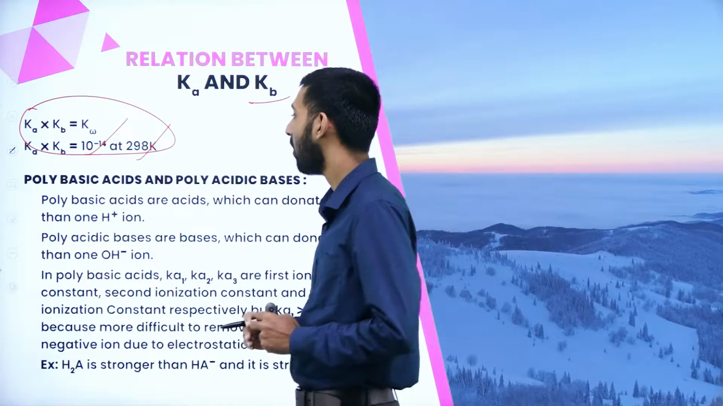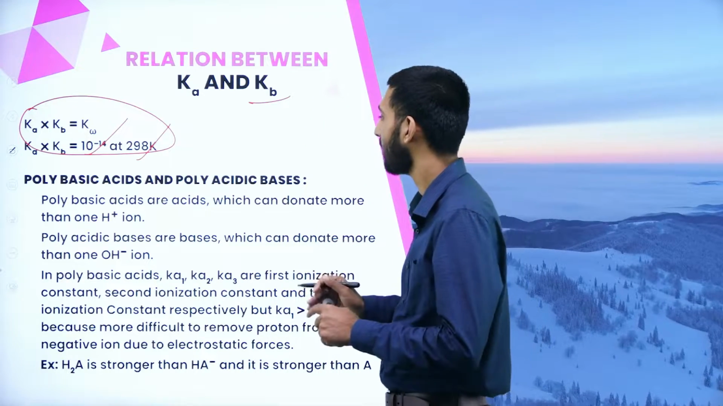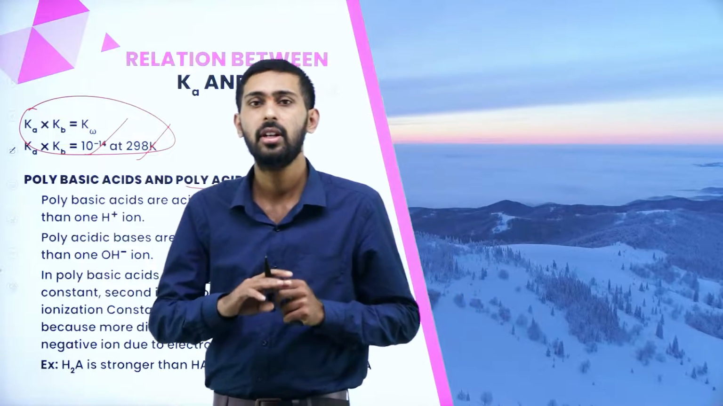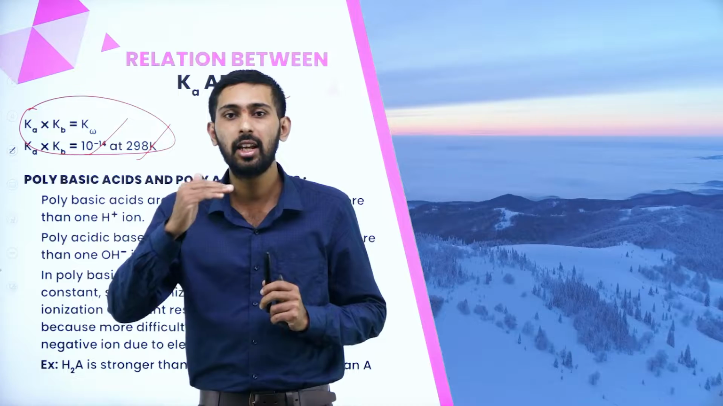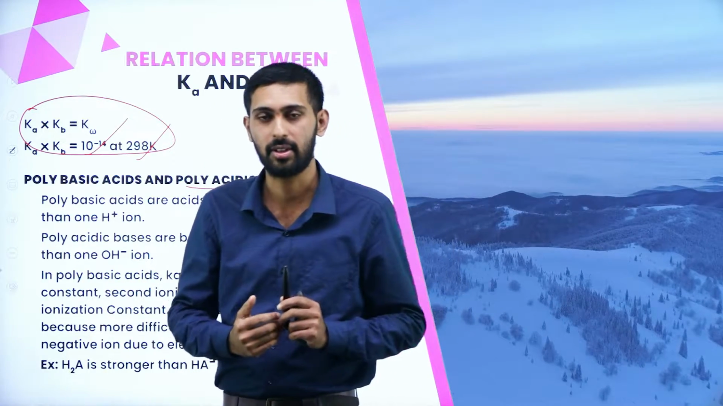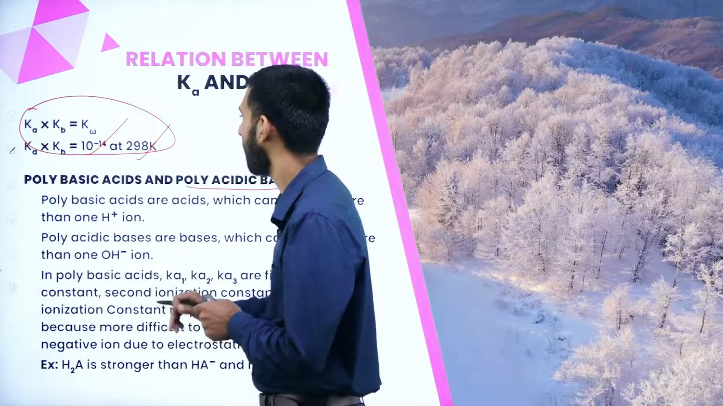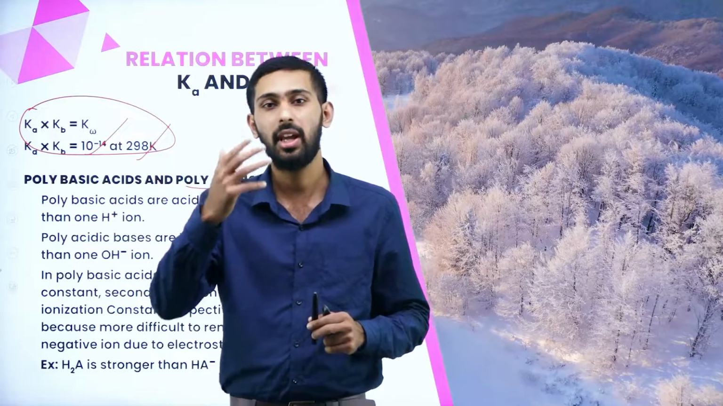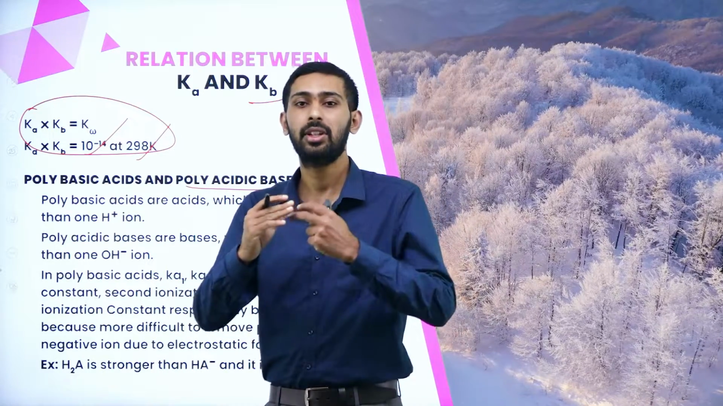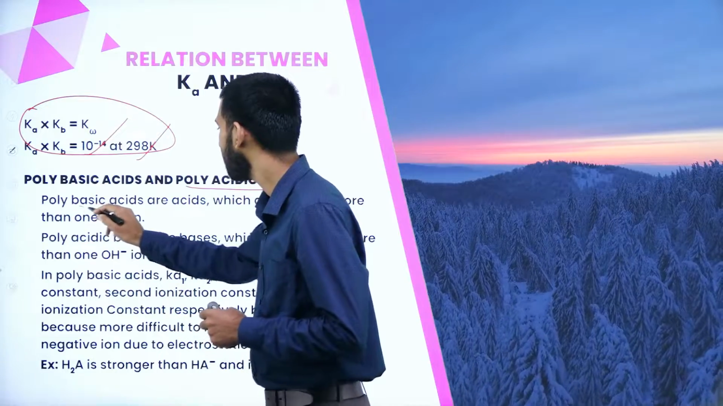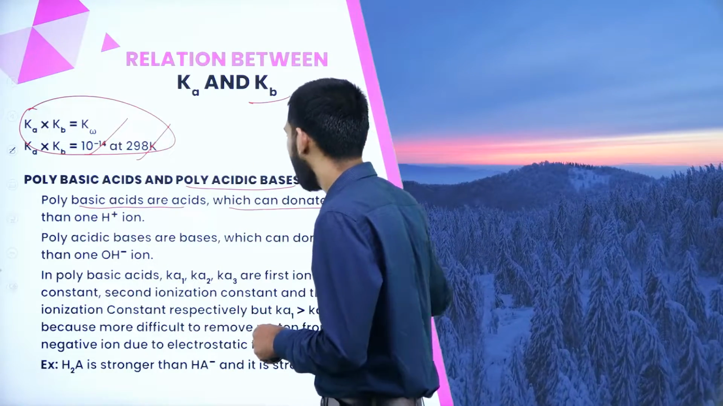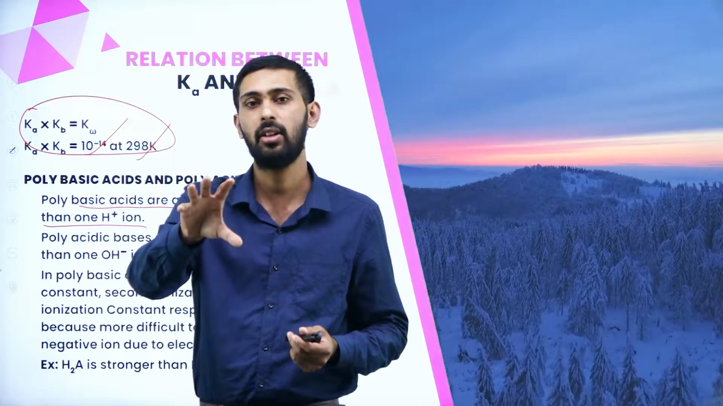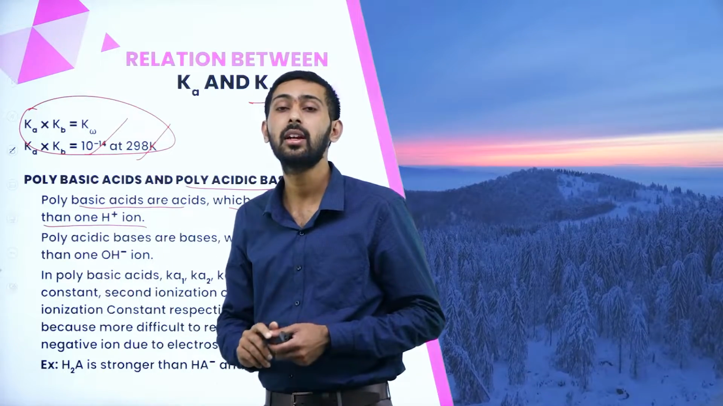Okay. Next thing is polybasic acids. What do you mean by polybasic acids and polyacidic bases? If you are taking the word poly, it means its degree is always more than 3 in terms of mathematics. But in terms of chemistry, if you are saying polybasic acids, we just have to think there are more than 1 acidic protons. Polybasic acids are acids which can donate more than 1 H plus ion.